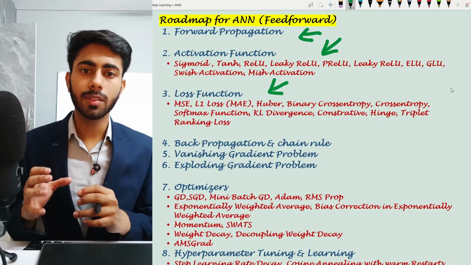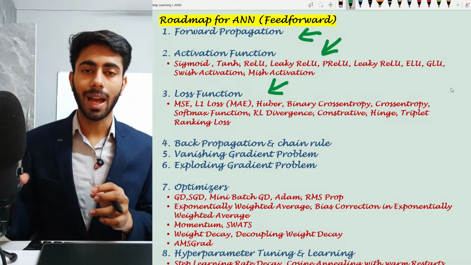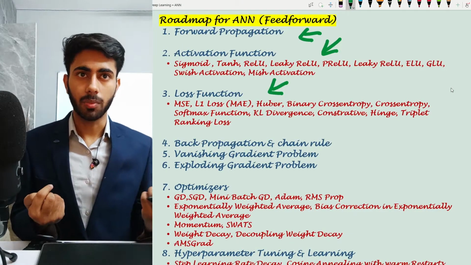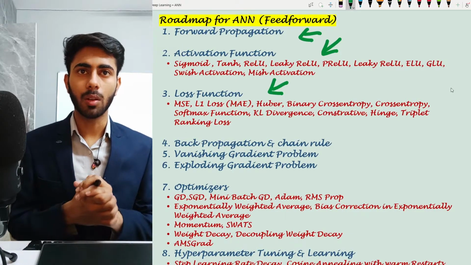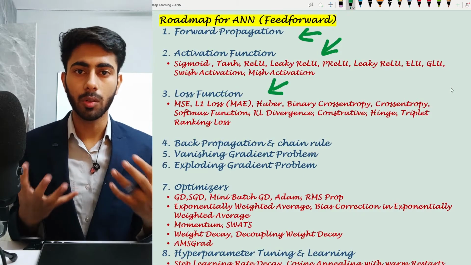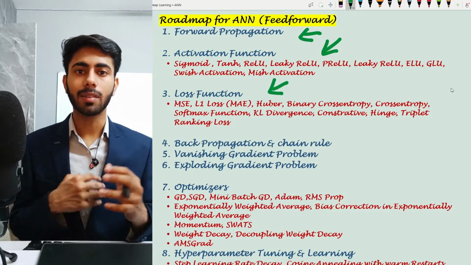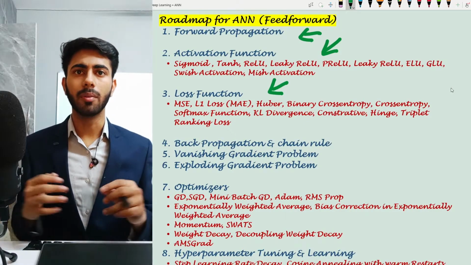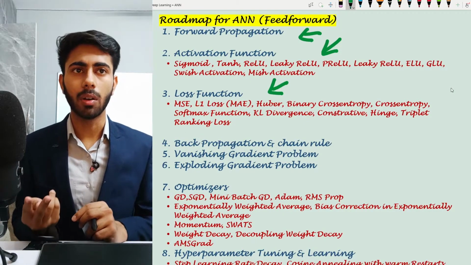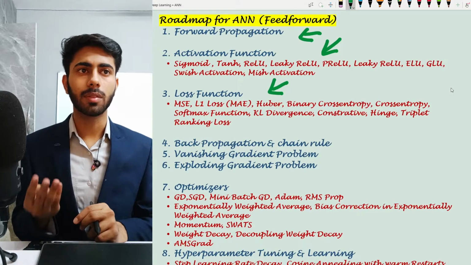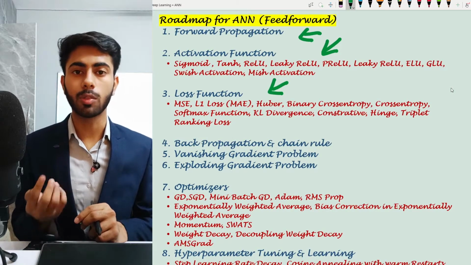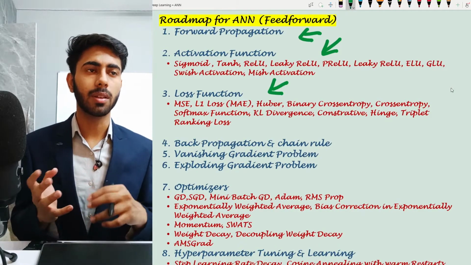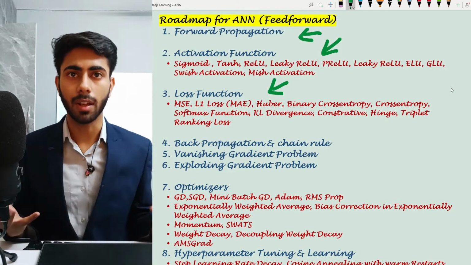After that, we will be covering loss functions. So once the features pass through the activation function, we get a predicted output and there is an actual output. So we have to find a loss function. We have to minimize a loss function in order to increase the accuracy of our model. So we will be covering every type of possible loss function. We will be dealing with mean square error, L1 loss, Huber loss, binary cross entropy, softmax, and KL divergence, contrastive hinge loss, triplet loss, and ranking loss.